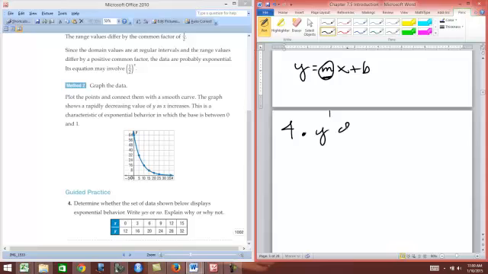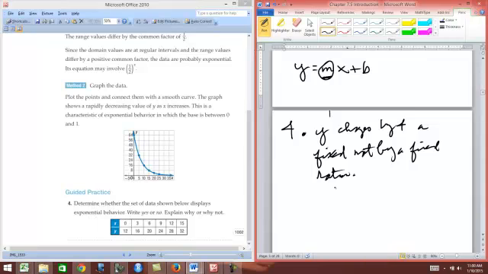Y changes by 4, a fixed amount, not by a fixed ratio. And what equation describes this? Well, what's the y-intercept? 12. And what's the rate of change? When y changes 4, x changes 3. So y equals 4/3 x plus 12 is the equation.